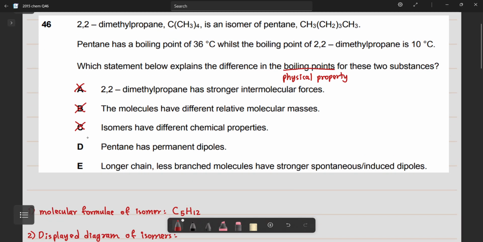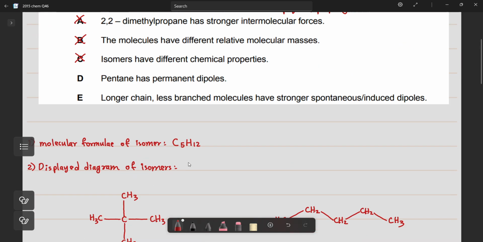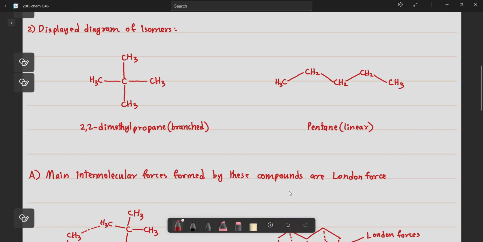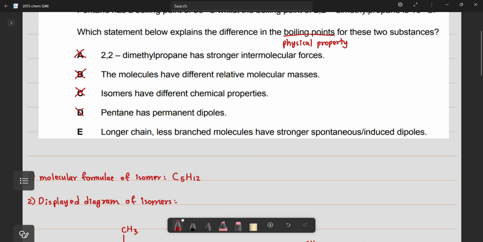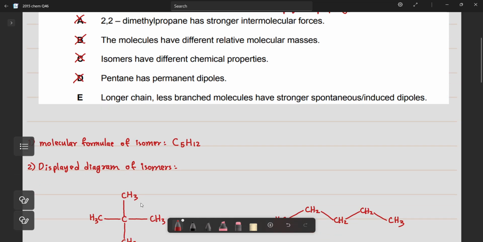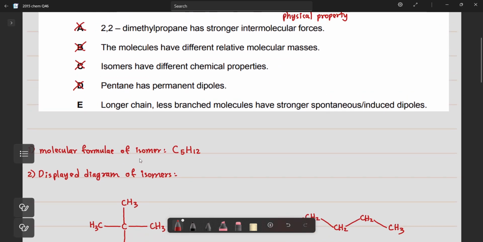So now moving on to option D. Pentane has permanent dipoles. As we clearly said, they're both non-polar molecules. The only forces they form are London forces. Okay, so this is also incorrect because permanent dipoles are formed only in polar molecules. These are hydrocarbons and they're non-polar molecules. So there are no permanent dipoles.